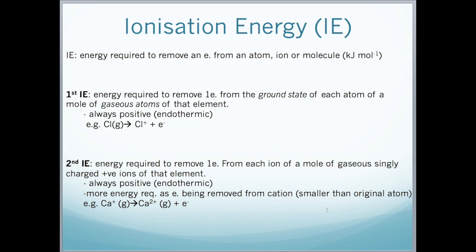The second ionization energy is the energy required to remove one electron from each ion of a mole of gaseous singly charged positive ions of that element. The number for the second ionization energy is always positive, so again it's endothermic, and generally more energy is required because the electron is being removed from a cation. Again, because it's positive, it's smaller than the original atom. That's how we would represent it: we would go from a singly charged cation to a 2+ cation plus 1 electron.